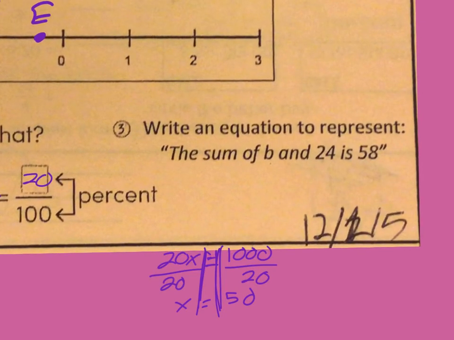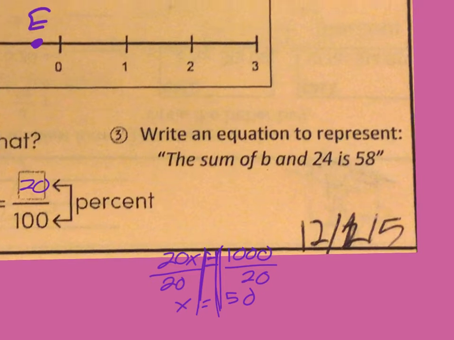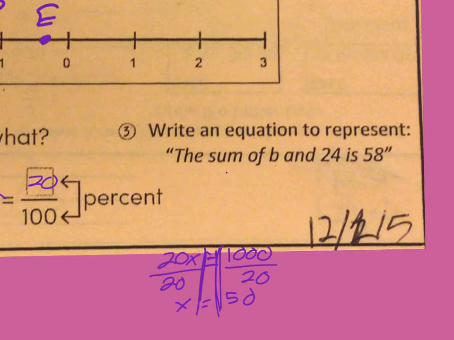Okay, so number 3, write an equation to represent the sum of b and 24 is 58. So the sum of b and 24 would be b plus 24, is means equals, and 58 would be that. And we could solve this, but it doesn't say to solve it. So we'll leave it right there. All right, let's move on.